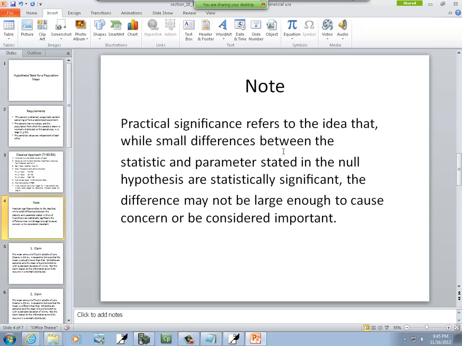Note here, practical significance refers to the idea that while a small difference between the statistic and the parameter stated in the null hypothesis may be statistically significant, the difference may not be large enough to cause concern or be considered important. I did a statistical study one time based upon actual data, something I wanted to determine, and it showed that there was a significant difference. But when I actually started looking at the numbers, it was like, well, really, there's not much of a difference here. So that's what it's referring to: even though it may statistically show it's significant, in reality it doesn't make much difference.